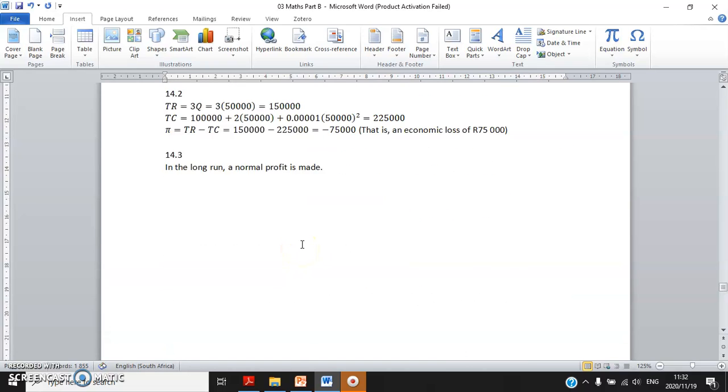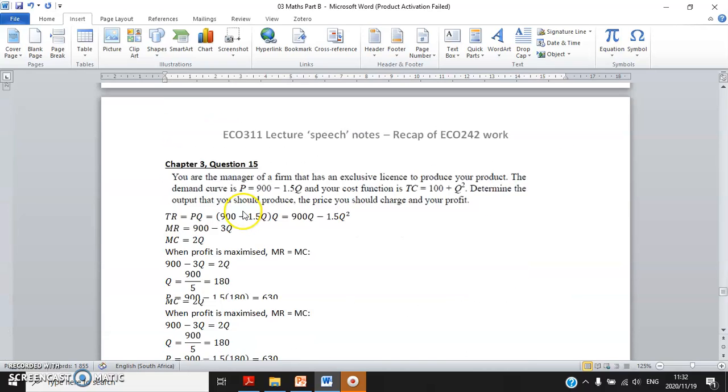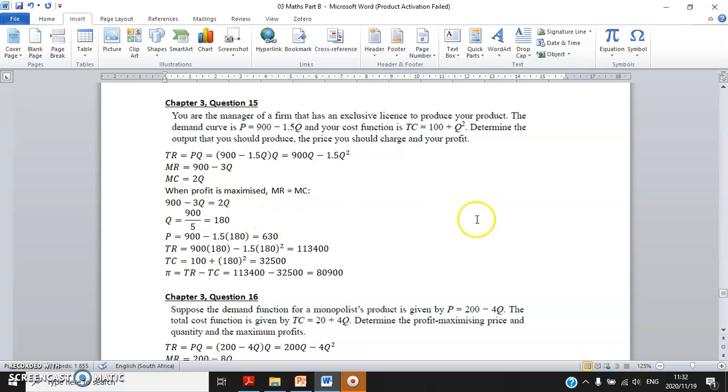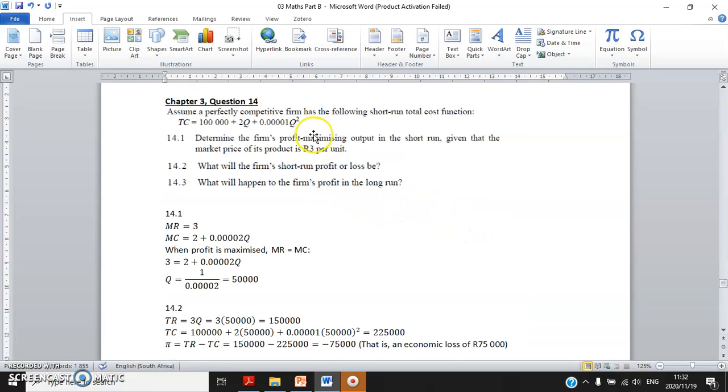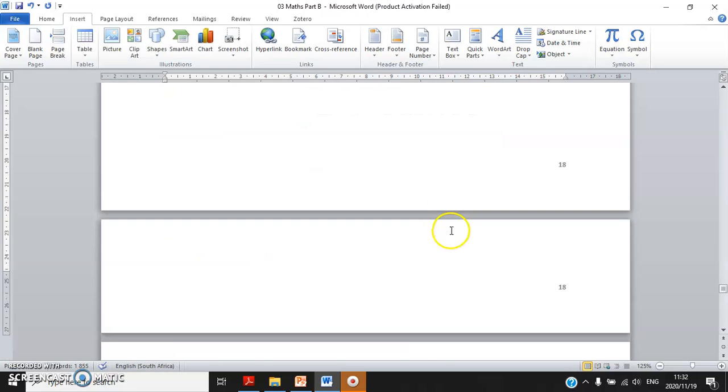Okay, and then there are lots of examples on the study guide, self-explanatory. Just one thing you need to remember is that when it comes to questions in connection with perfect competition, you must keep in mind that price is the same as marginal revenue. So for this question, I give you the price, 3 Rand. This is why marginal revenue is the same as price, 3 Rand.